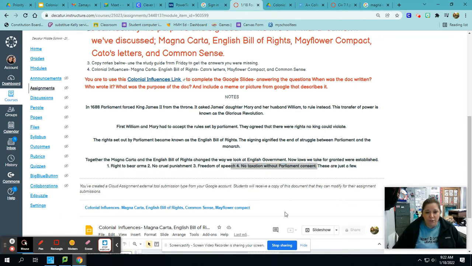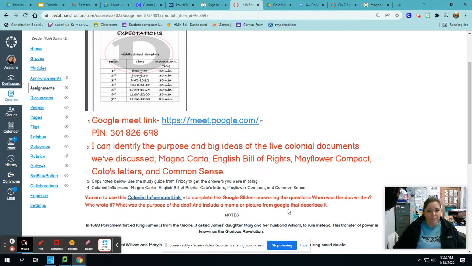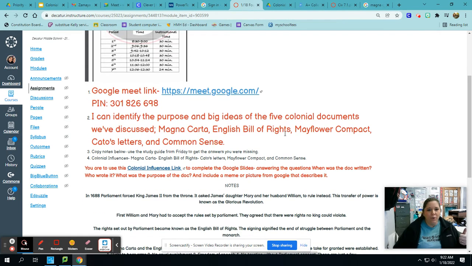So those are things that are not only listed, some of them are in the Magna Carta, some of them are in the English Bill of Rights, but it gives us the foundation of our style of government. So your assignment today, we're going to look at altogether 5 documents. We have the Magna Carta, the English Bill of Rights, the Mayflower Compact, Cato's Letters, and Common Sense.